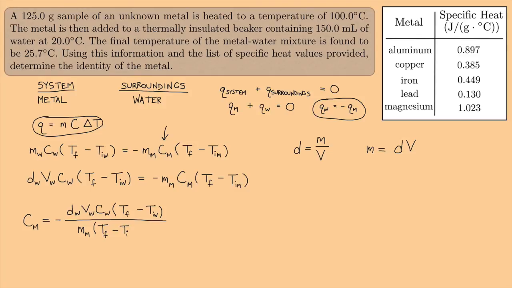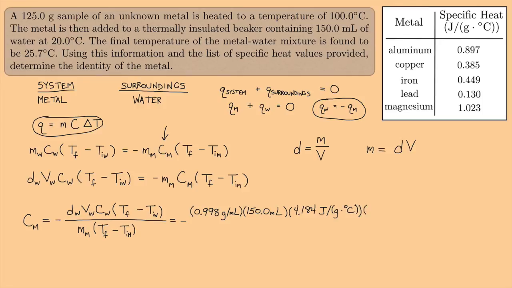And I think we're ready to plug in numbers. So let's see, I have the minus sign. The density of water, I'm going to use the value of 0.998. You can just look this up somewhere. This is density of water, and this is in grams per milliliter. Volume of water, they tell us we have 150 milliliters, so that goes here. And the specific heat of water, that's something else that you can look up, and that's 4.184. And the units are joules per gram times degrees Celsius.